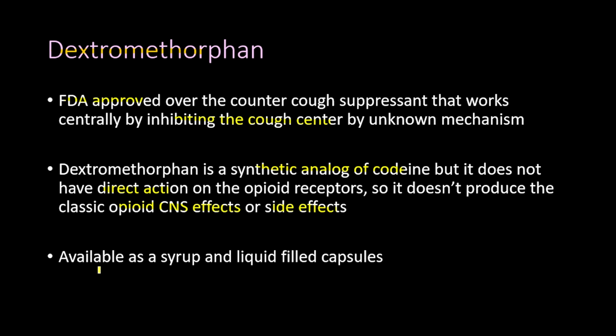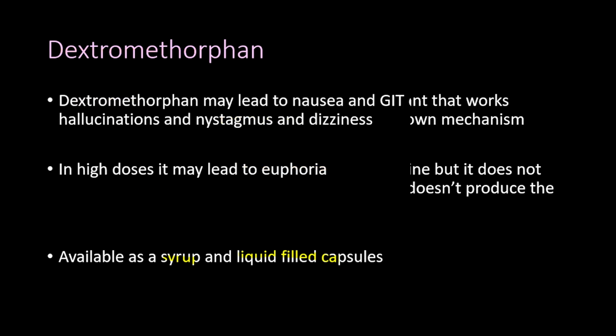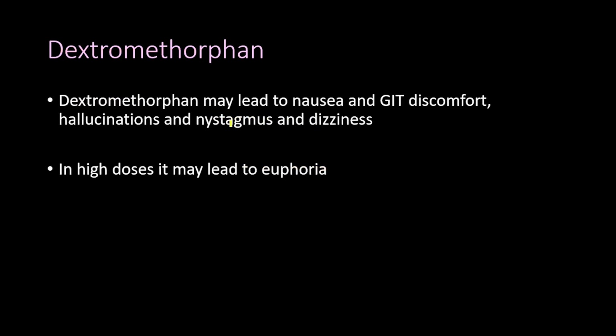Now the dextromethorphan is available as a syrup and liquid-filled capsules for oral intake, and the dextromethorphan may lead to adverse effects such as nausea and gastrointestinal tract discomfort. And since the dextromethorphan works on the central nervous system, it may lead to central nervous system side effects in the form of hallucinations, nystagmus, and dizziness. Now, in high doses, dextromethorphan may lead to euphoria.